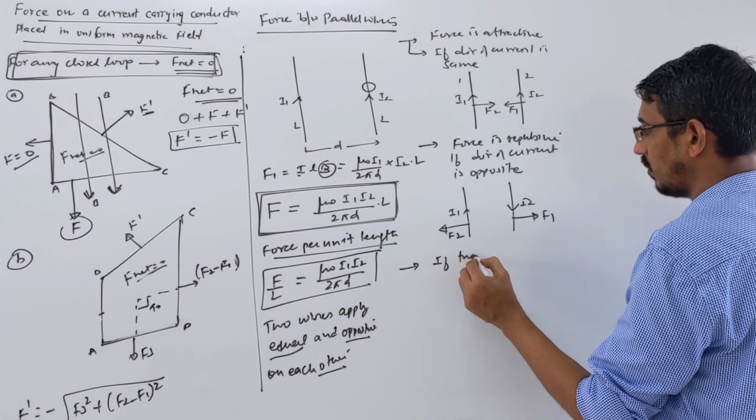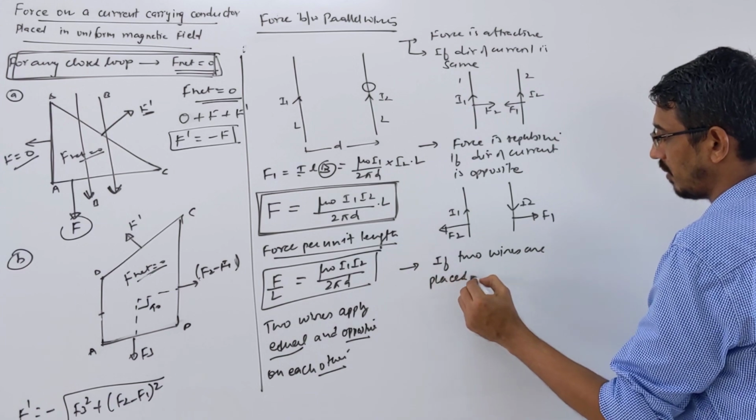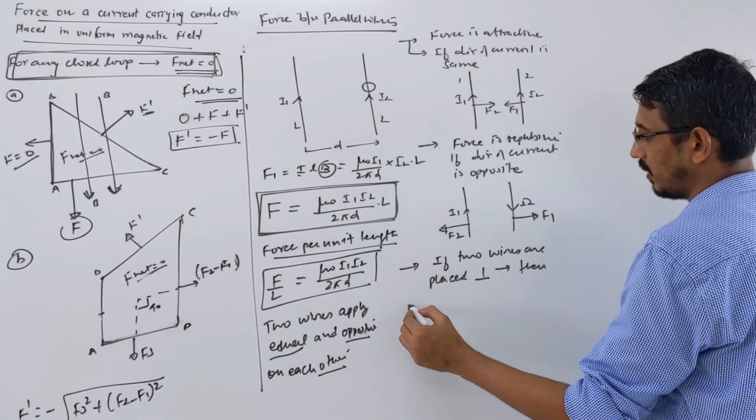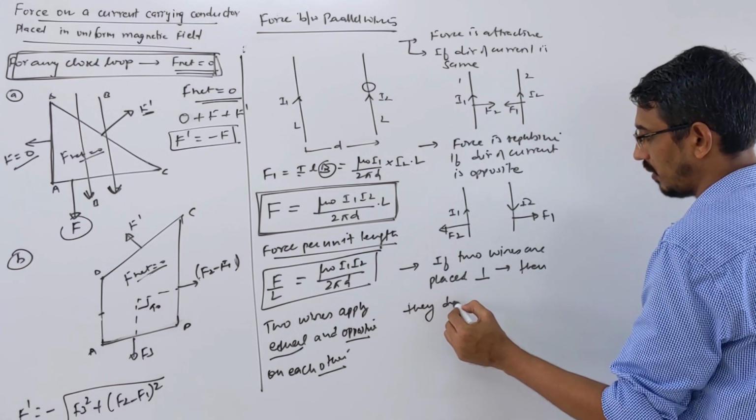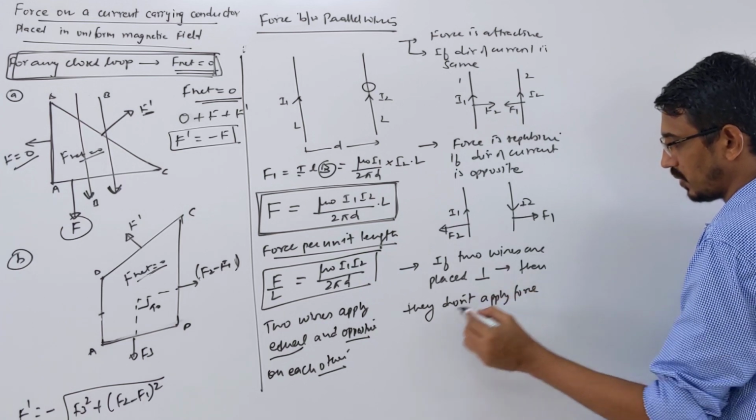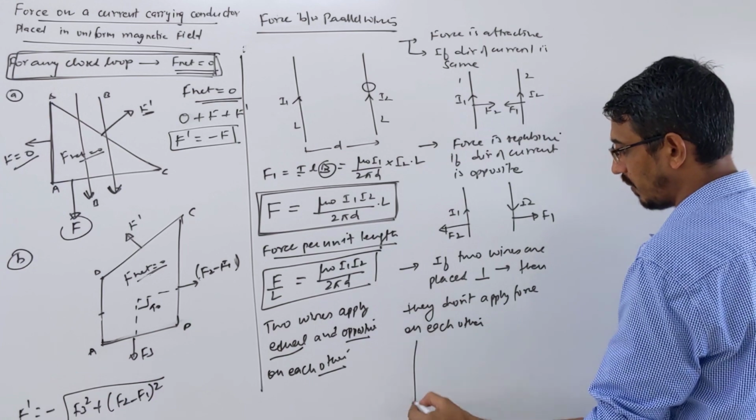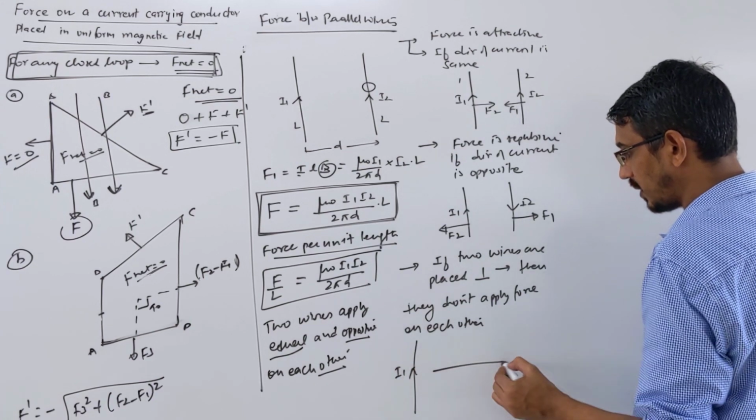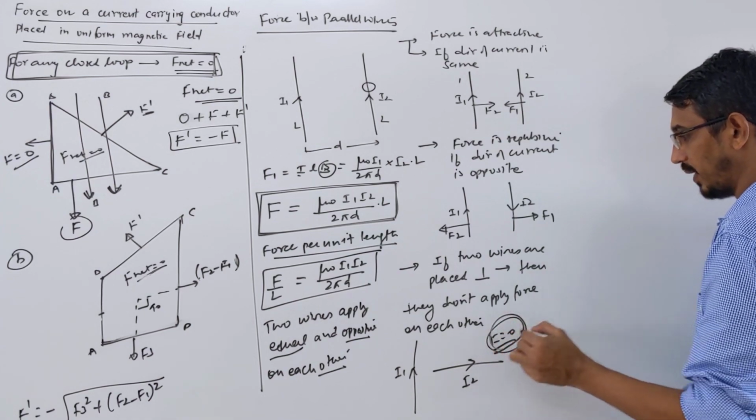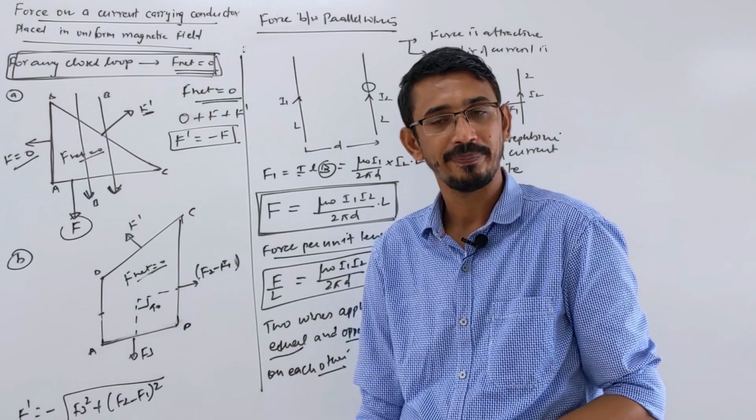If two wires are placed perpendicular, then they don't apply force on each other. Means if one wire is like this way, current I1, and the other wire is placed that way, I2, then here force will be what? 0. They will not apply any force on each other. Force they will apply when two wires are what? Parallel to each other.